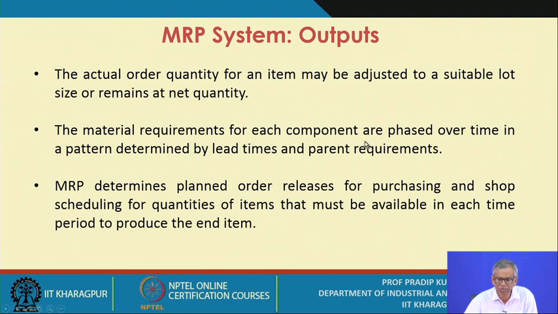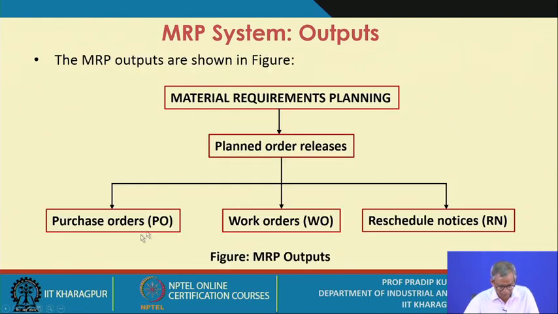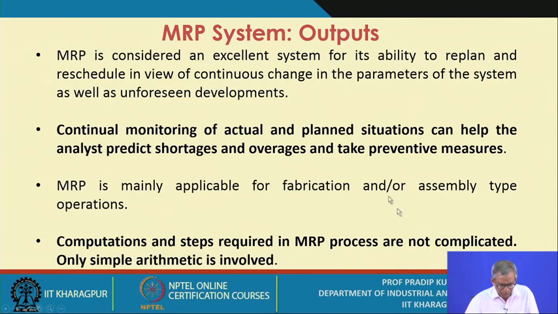The material requirements for each component are phased over time in a pattern determined by the lead times and the parent requirements. MRP determines planned order releases for purchasing and shop scheduling for quantities of items that must be available in each time period to produce the end items. So, this is the system's outputs. The MRP outputs are shown like this. So, one is the purchase orders, the second one is the work orders, and the third one is the reschedule notices, okay, as the situation demands. So, these are the MRP system outputs.